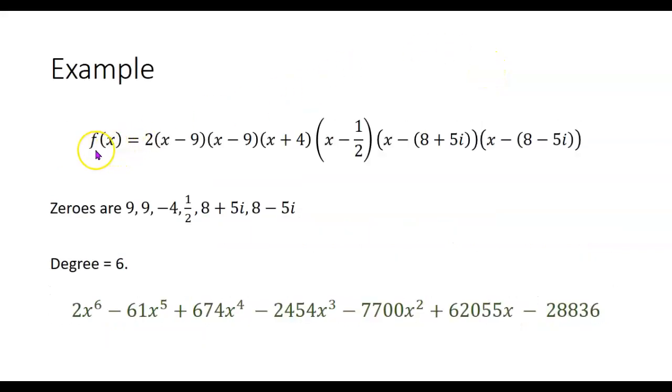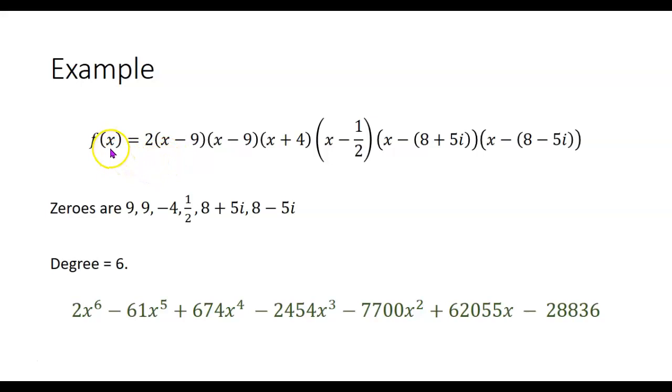So, for example, if f of x in factored form is 2 times x minus 9 times x minus 9 times x plus 4 times x minus 1/2 times x minus the complex number 8 plus 5i times x minus the complex number 8 minus 5i. 2 is not a 0, but 9 is a 0. x minus 9 is a factor, so 9 must be a 0.